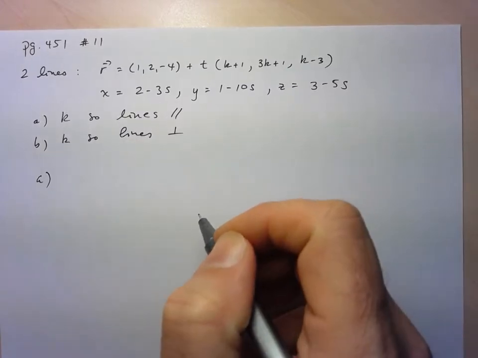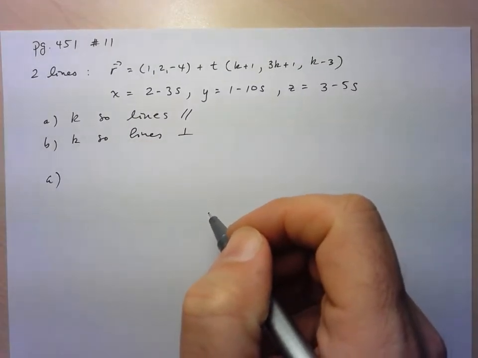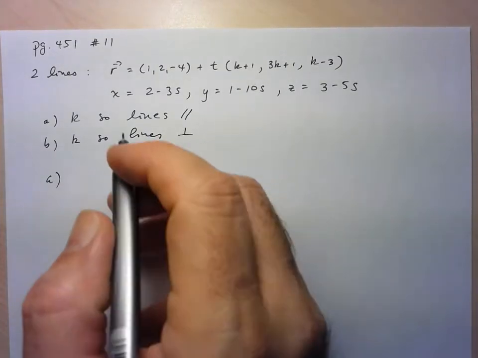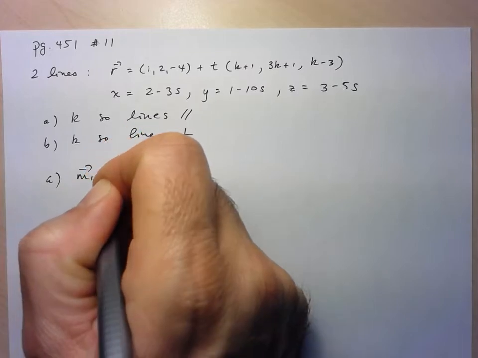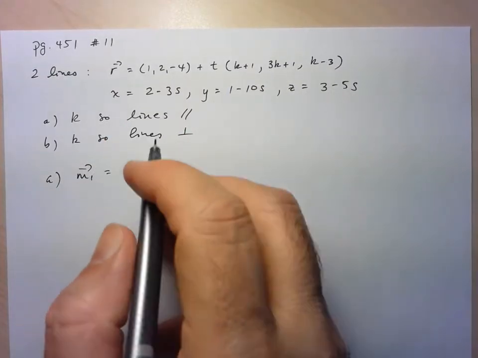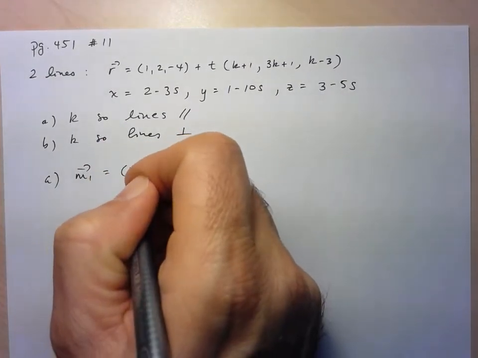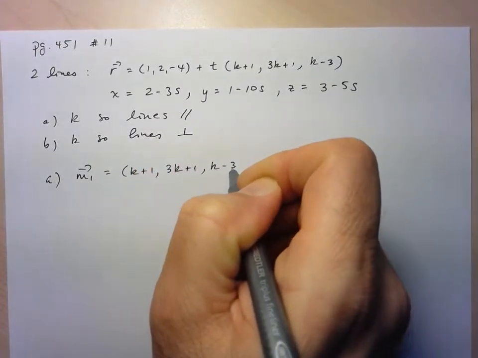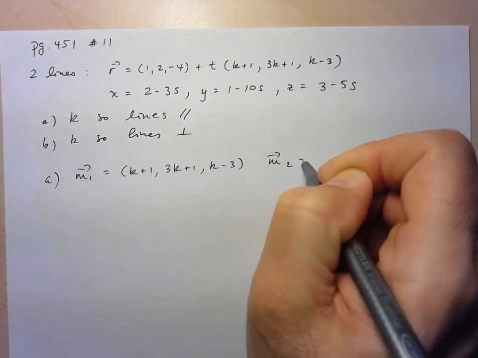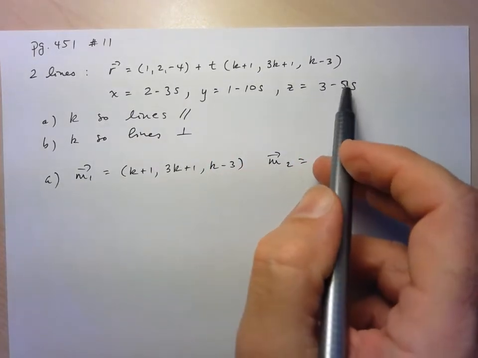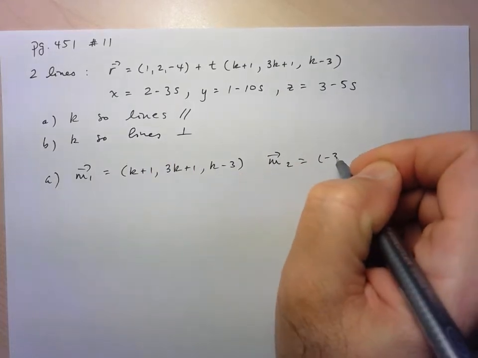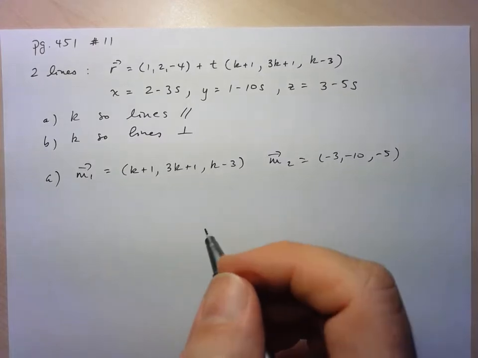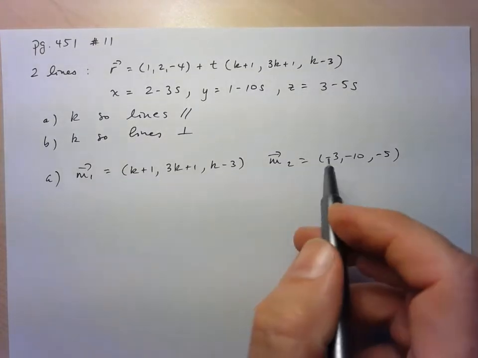And here, in terms of the lines being parallel and perpendicular, we only have to work with their direction vectors. So the first thing I'm going to do is identify the direction vectors. A direction vector for line 1 is going to be this one here that has the k value in it: k plus 1, 3k plus 1, and k minus 3. And the direction vector in the second one is just going to be the coefficients of s, so -3, -10, and -5.